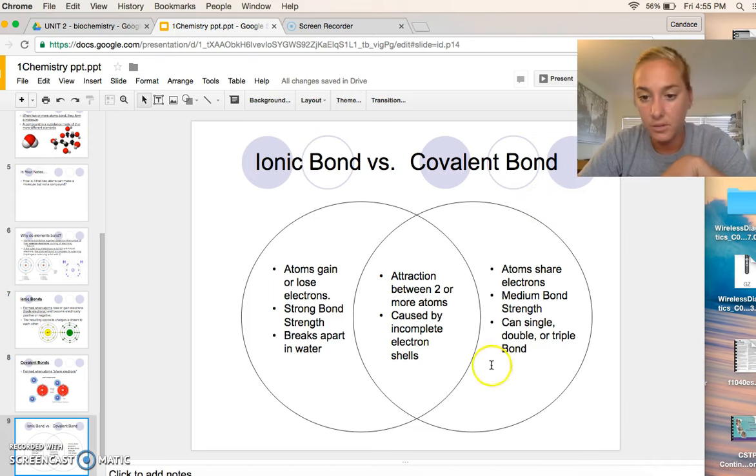Covalent bonds are over here on the right. In a covalent bond, atoms share electrons. We say it's a medium bond strength. And then with covalent bonds, we'll get to this later, but there can form single, double, and triple bonds. The common ground between these two types of bonds is that it's an attraction between two or more atoms. And then really importantly, the reason why they're attracted to each other is because they're trying to complete themselves. They want to fulfill that rule of 8, or if it's hydrogen, they want to fulfill that rule of 2.